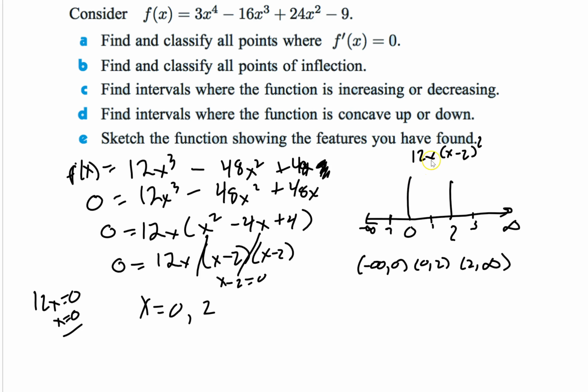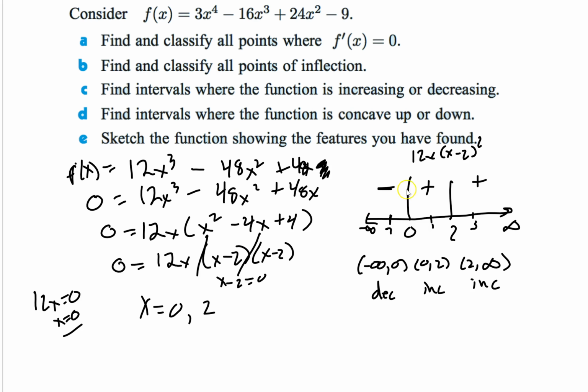If I plug in negative 1, it's negative 12 times a positive, which is a negative. If I plug in 1, again it's going to be positive because you squared it, and 12 times a positive is going to be positive. Same thing with 3. Plug in a 3, this is always going to be positive, so positive. So we get decreasing, increasing, increasing.